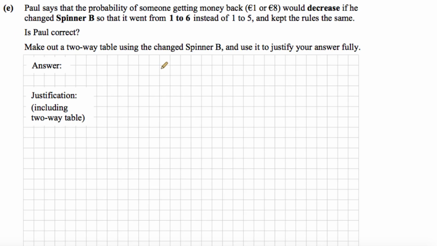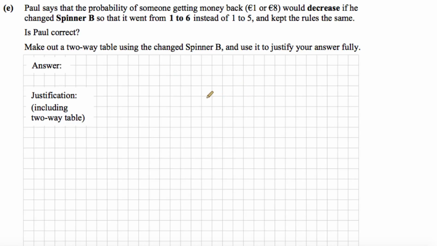Part E, Paul says that the probability of someone getting money back, 1 euro or 8 euro, would decrease if he changed spinner B so that it went from 1 to 6 instead of 1 to 5 and kept the rules the same. Is Paul correct? Make out a 2-way table using the changed spinner B and use it to justify your answer fully.